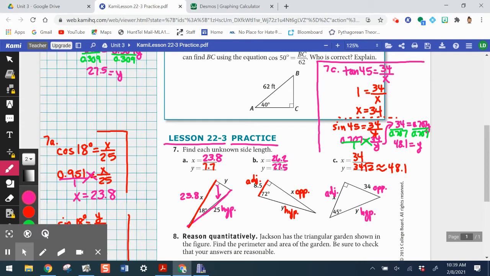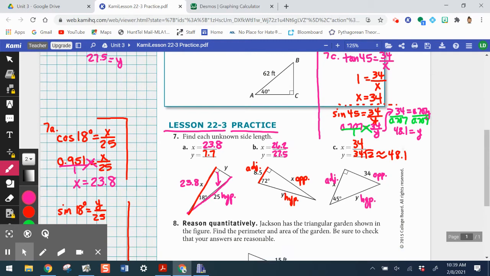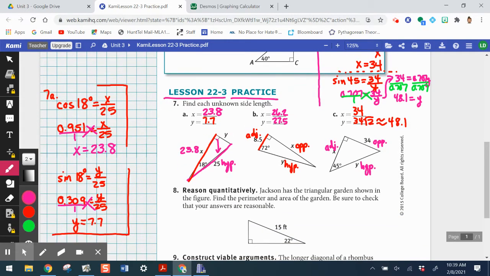So if we think back to our 45, 45, 90 triangle, we know that the two legs are going to be the same length, and whatever the length of the leg is, the length of the leg times the square root of 2 is the length of the hypotenuse. So if you notice, I actually wrote that here for y. So if the length of the leg was 34, then the hypotenuse is 34 times the square root of 2, which if you put that in the calculator, you get approximately 48.1.